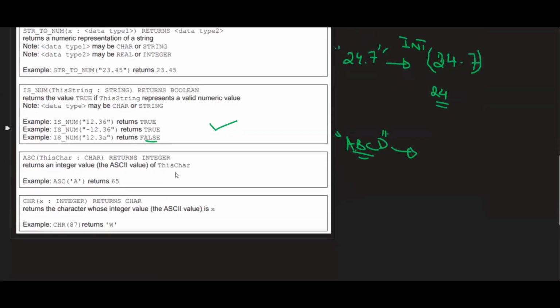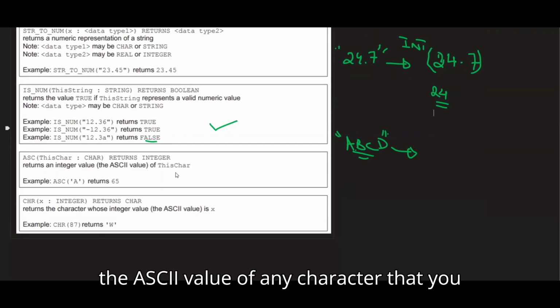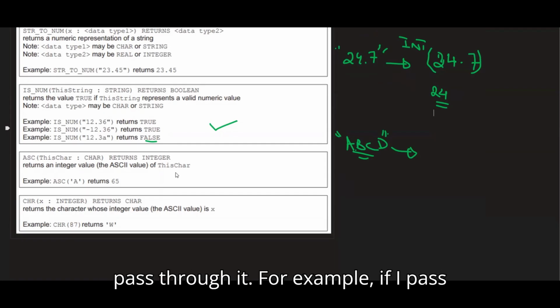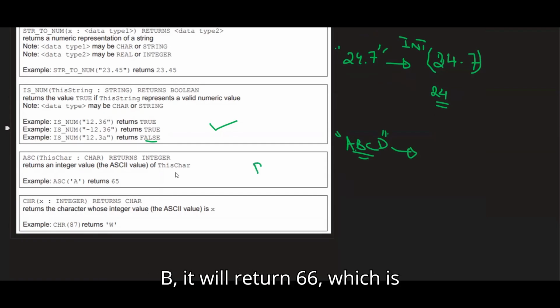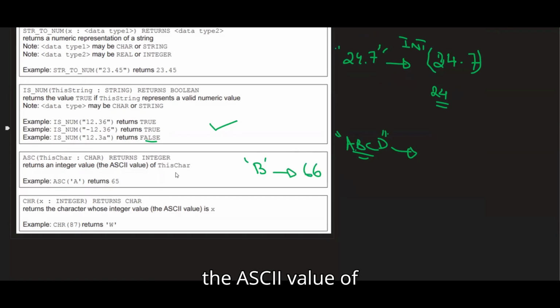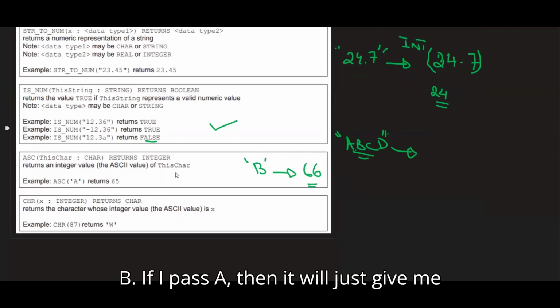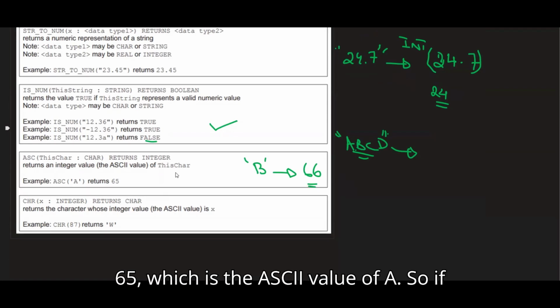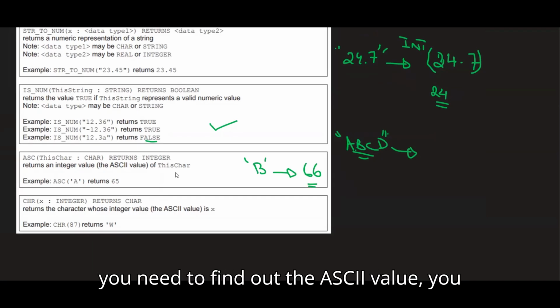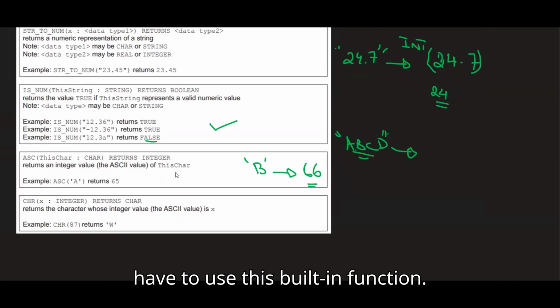Then we have ASCII characters. The ASCII built-in function ASC will just give you the ASCII value of any character that you pass through it. For example, if I pass B, it will return 66, which is the ASCII value of B. If I pass A, then it will just give me 65, which is the ASCII value of A. So if you need to find out the ASCII value, you have to use this built-in function.